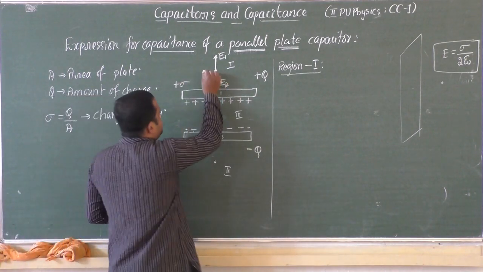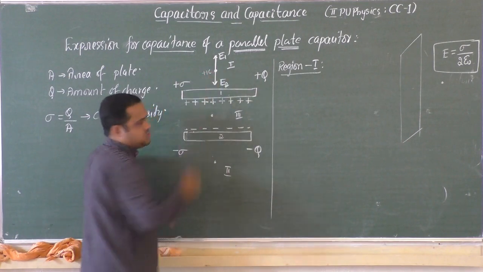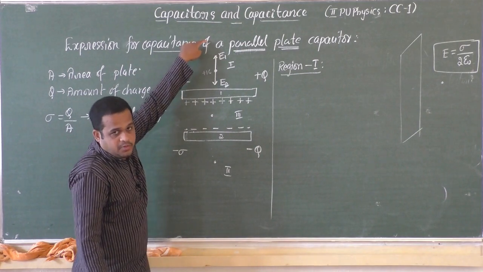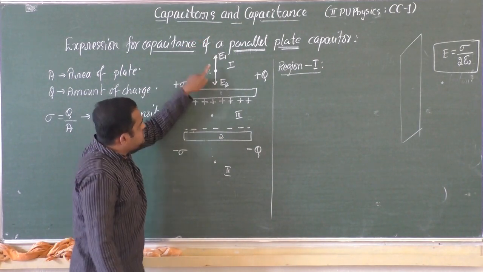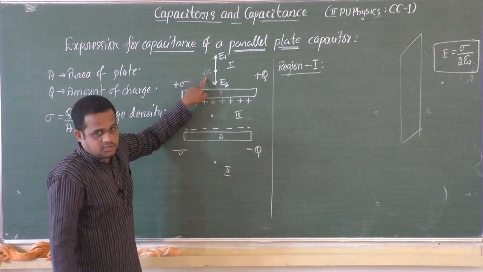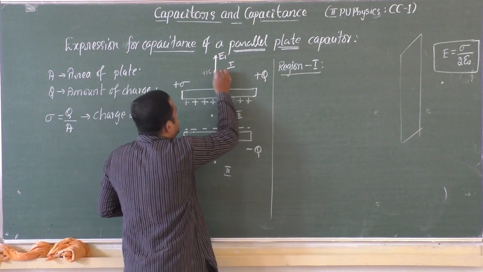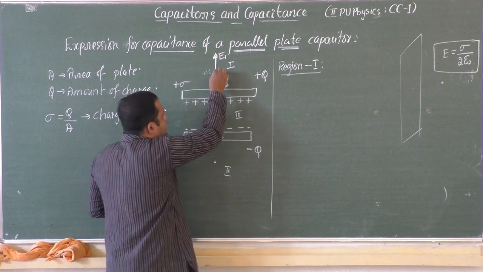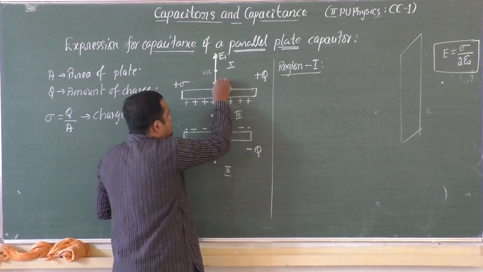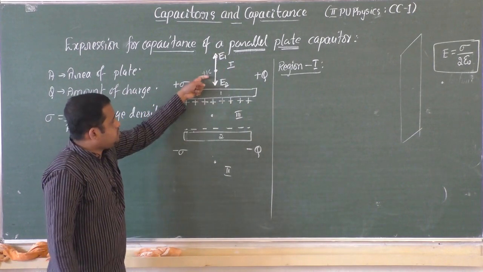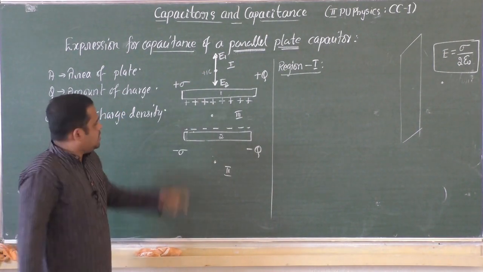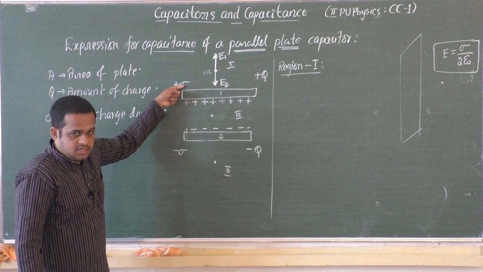The meaning is very simple. If you place a unit positive charge here, positive charges will repel the unit positive charge, negative charges will attract the unit positive charge. Therefore, force on the unit positive charge is upwards due to the positively charged plate, and force on the unit positive charge due to the negative plate is downwards.